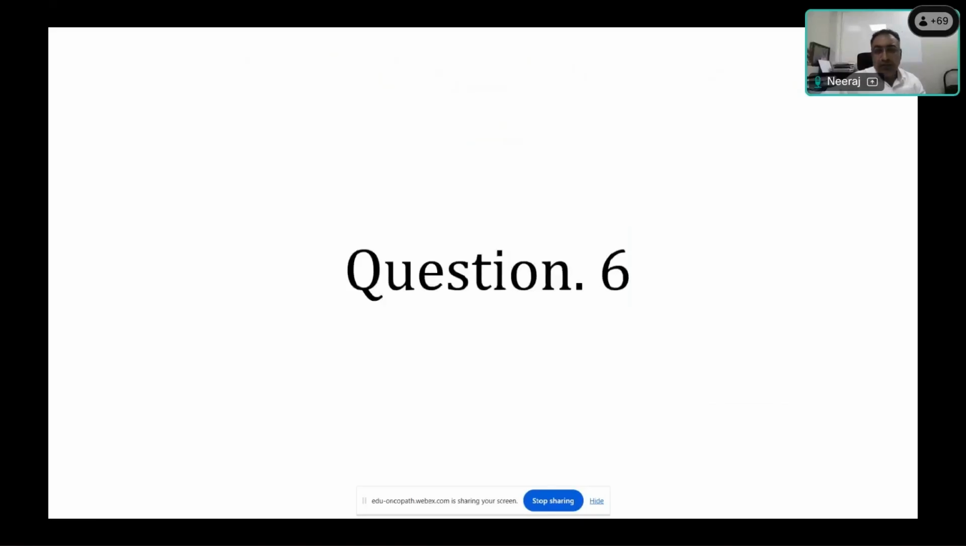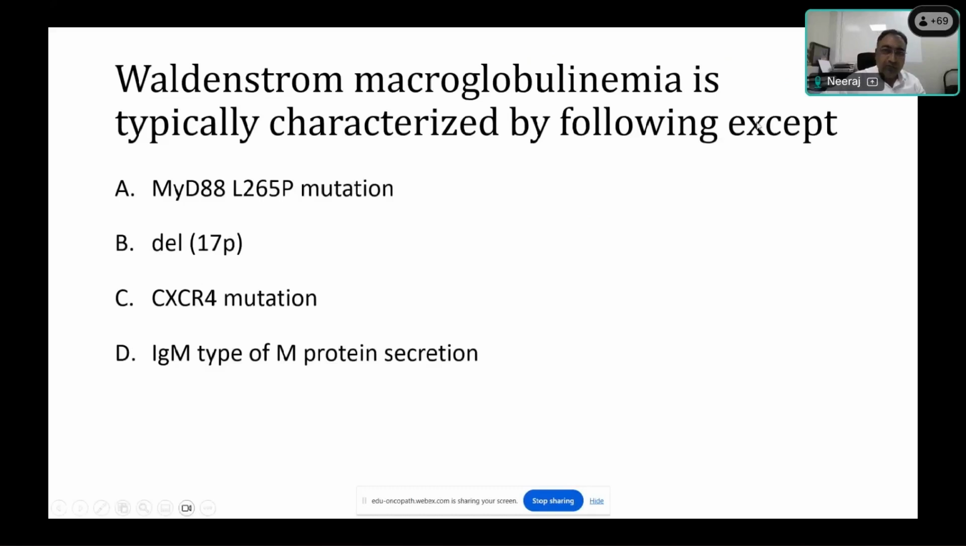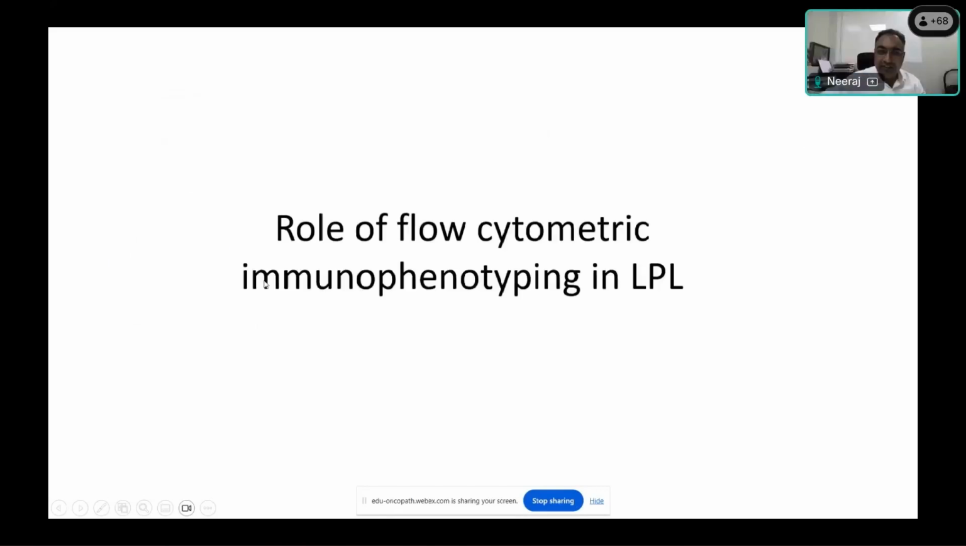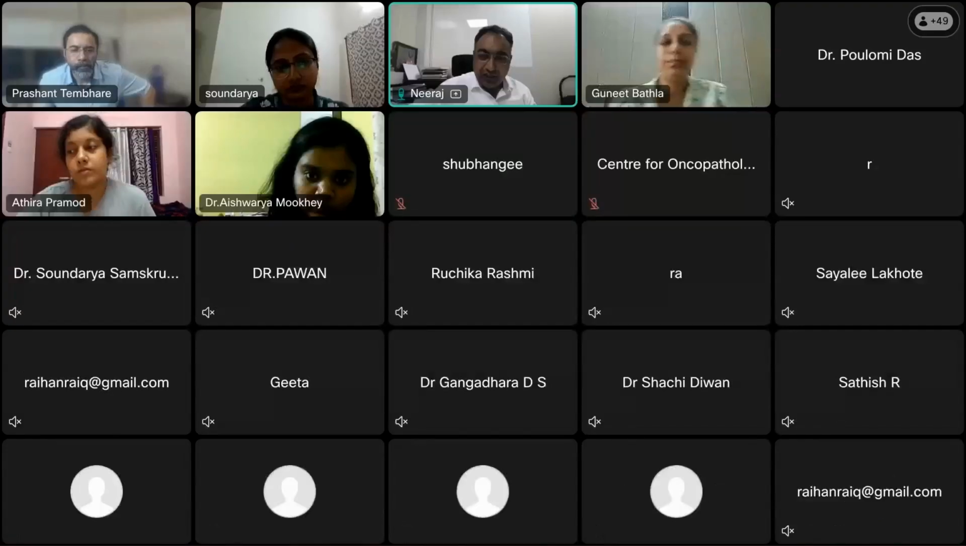So coming to question 6, Waldenström macroglobulinemia is characterized by the following, except: deletion 17p, deletion 7. Typically they have IgM type of paraproteinemia, and 90% of the cases have MYD88, and around 40% will have CXCR4 mutation. So they do not have deletion 17p. So I think I will stop here, and Prashant can take it further.